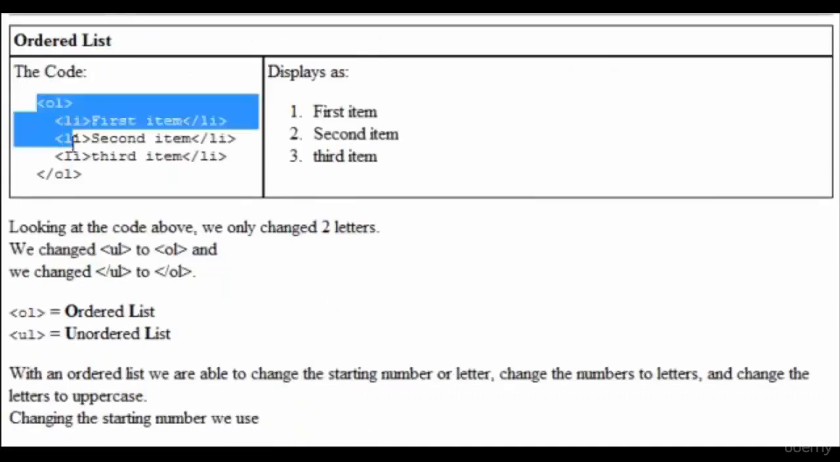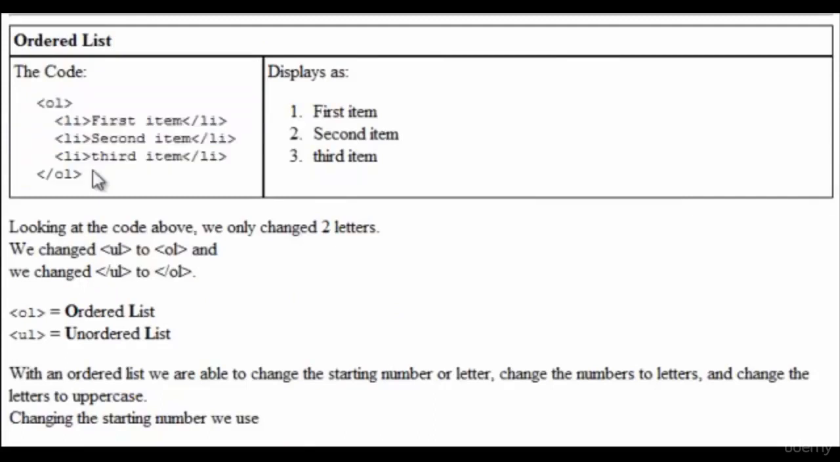Now let's take a look at our ordered list. If we take a look at the code up here, it is the exact same as our unordered list, with the exception of two letters. We change the two U's to O's instead. And OL stands for ordered list. UL is unordered list. And what an ordered list will do is, instead of giving you bullets or squares or disks, it will display your list numerically. 1, 2, and 3.